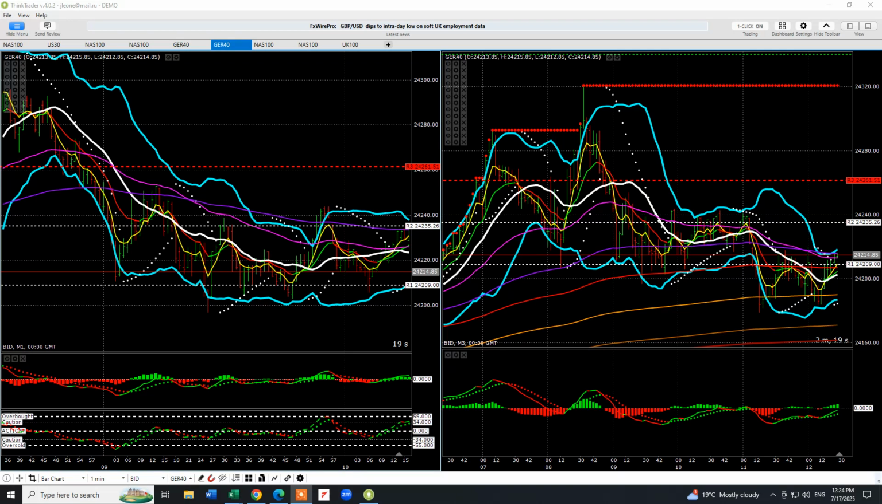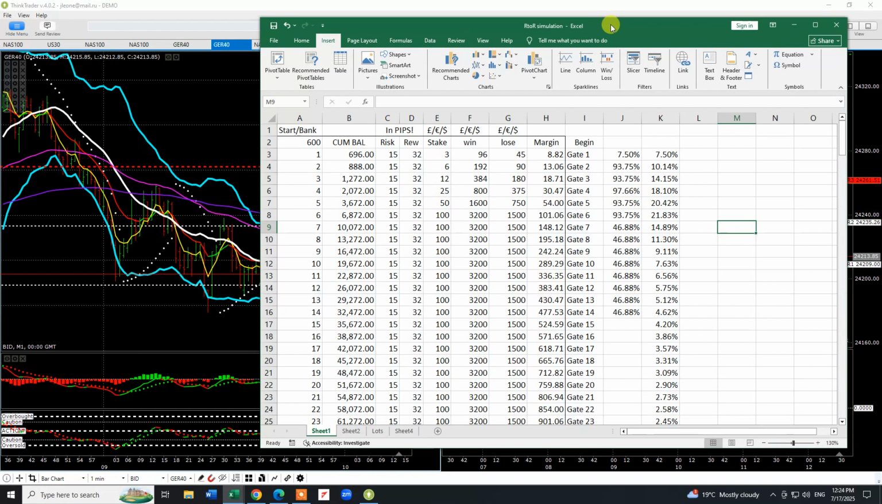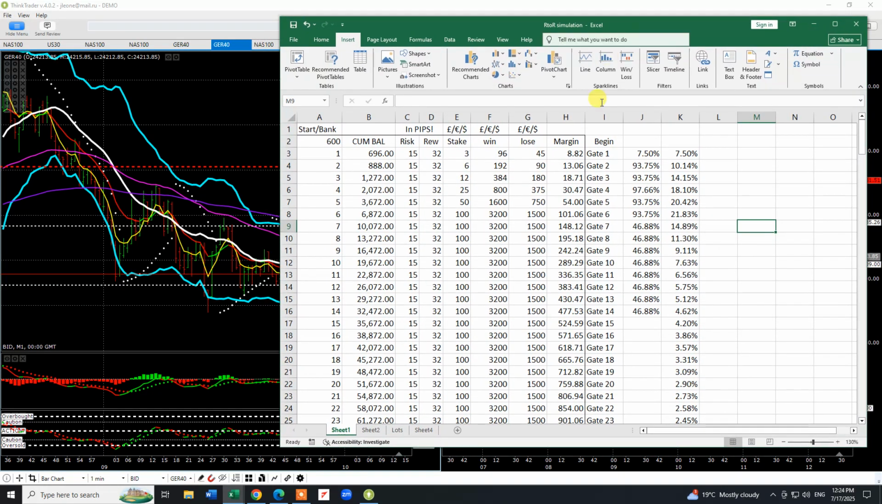Now, why then does that have any relevance to the gates system? Well, let me bring the gates sheet into light so you can see. It's ambiguous because, yes, this is the aggressive one. Starting bank is quite low at 600, and the stake is quite high at 3, be it pounds, euros or dollars. I don't care. It all translates for you, individually. If you lose 15 pips, you lose 45, and it is 7.5% of your account.